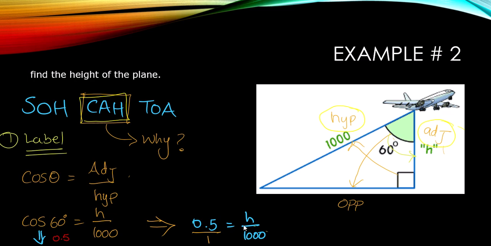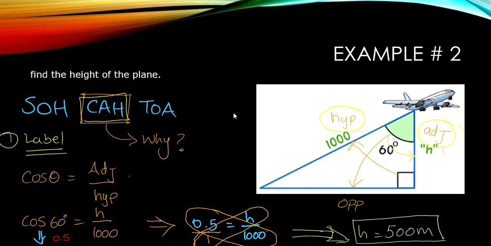When you have a fraction equal to a fraction, you are going to cross multiply. So it's 1 times h is h, 0.5 times 1000 is 500. Always try to put your variable on the left side, because that's how it's always written in the textbooks. The variable is on the left side. Something you need to find is always on the left side, and whatever that something is goes on the right side. So our answer is 500 meters.